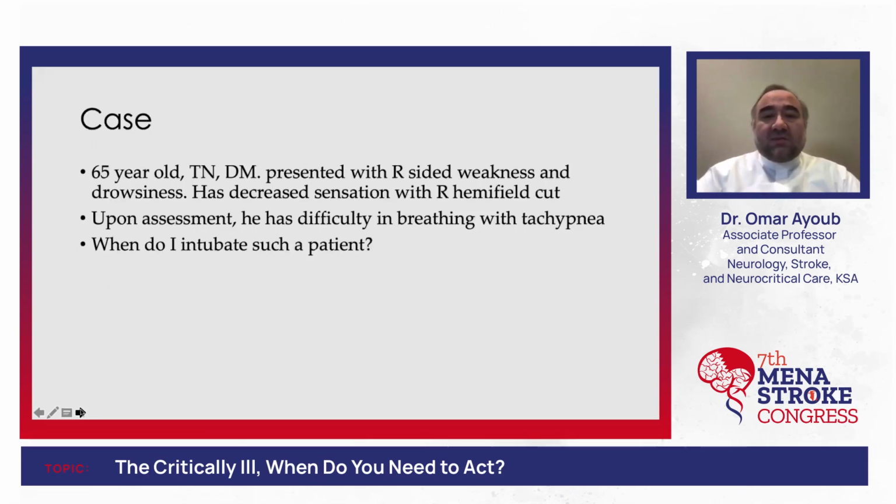So to ease up the way we approach acute strokes with critical needs, consider a 65-year-old who is a diabetic and presented with right-sided weakness, decreased sensation to the right side, and a right visual field cut, and obviously I'm pointing to a large MCA stroke. Upon assessment, you found that this patient has difficulty in breathing and has some tachypnea. So the question is, when do I intubate such a patient? Every comer should be intubated, or are there certain criteria?